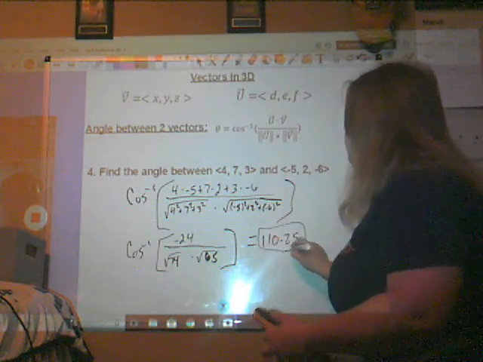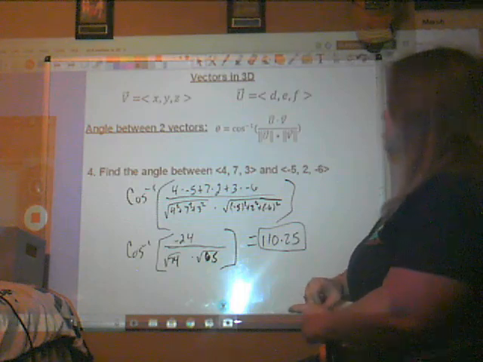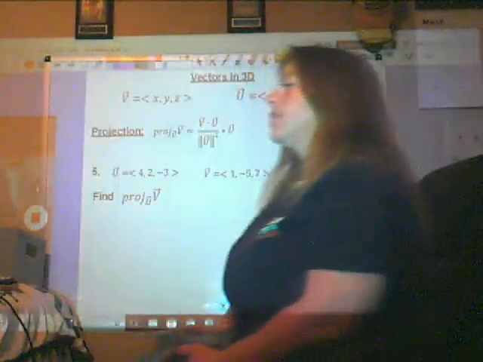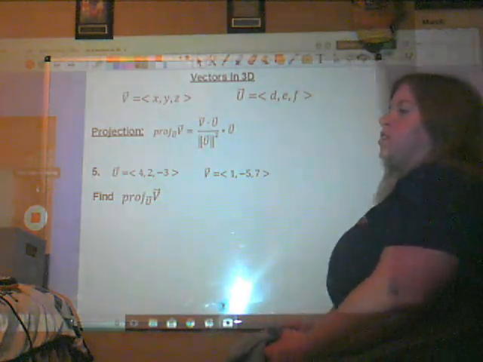And that is my answer. That is the angle between the vectors. Okay, the next one is projections.